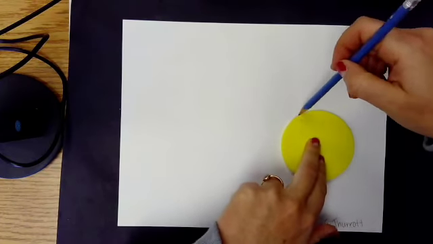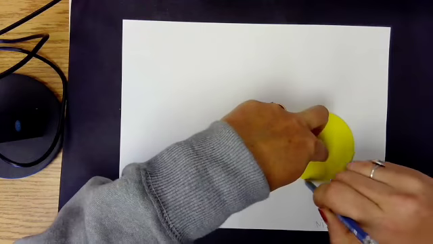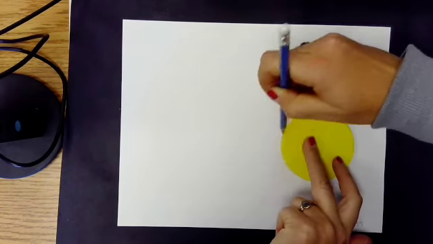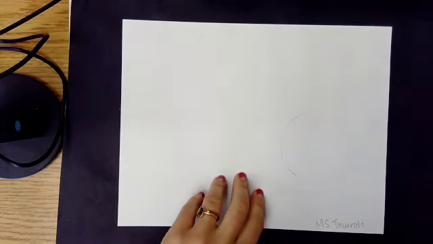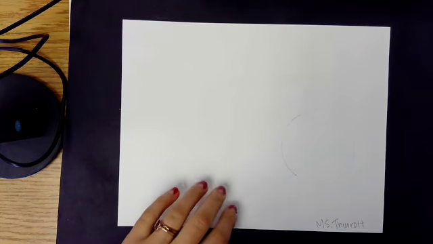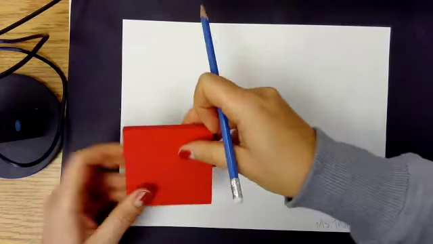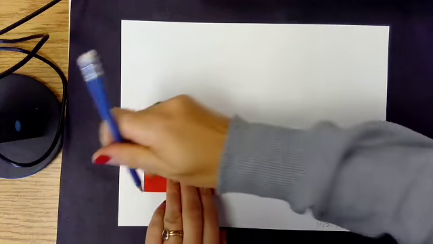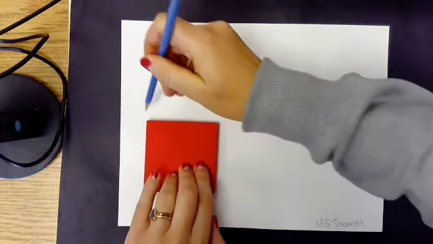So then you're going to take your shape, put it on your paper, and trace around the outside. That might be a little tricky for some of us, but don't worry. It'll get easier the more that you do it. I traced my circle and square first because they're the bigger shapes that I have. Yours might be different, and that's okay.